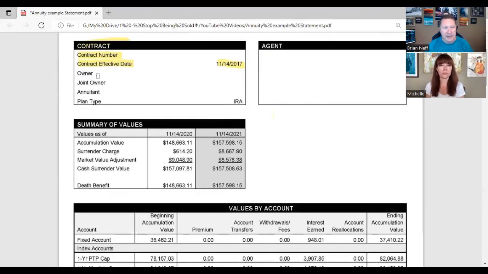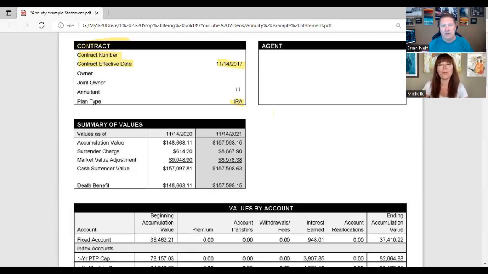It'll also list owner, joint owner, annuitant, and what type of plan it is. Like in this specific case, this is an IRA account. If you had a cash account, you wouldn't see IRA here. It'd just be a standard annuity. Also in this, oh, sorry.